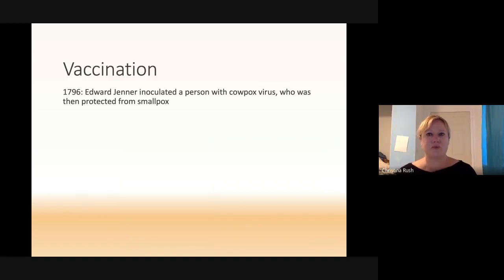So it was observed that somebody survives a disease, they will not catch it again. And so Edward Jenner in 1796 really came up with this idea of vaccination. And he inoculated a person with cowpox virus. And that person was then protected from smallpox.